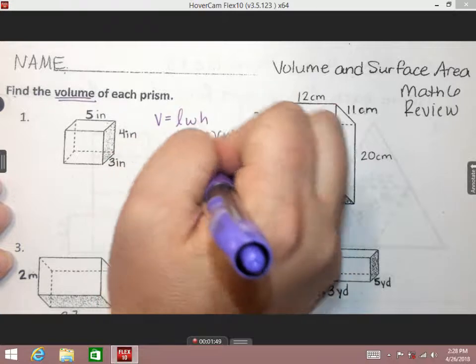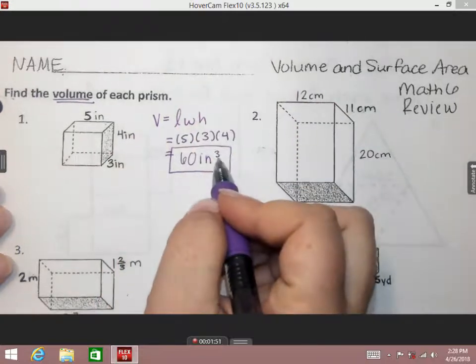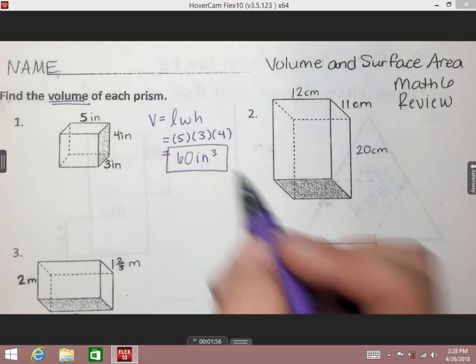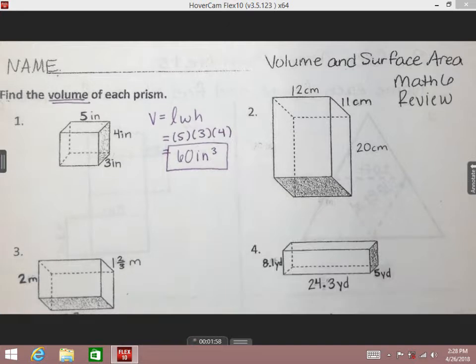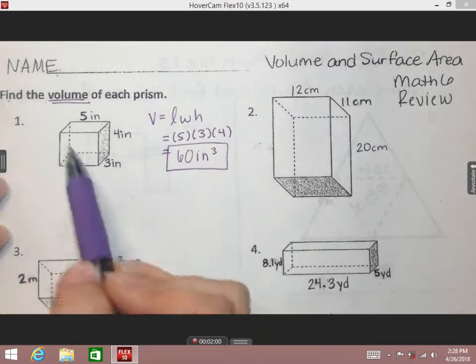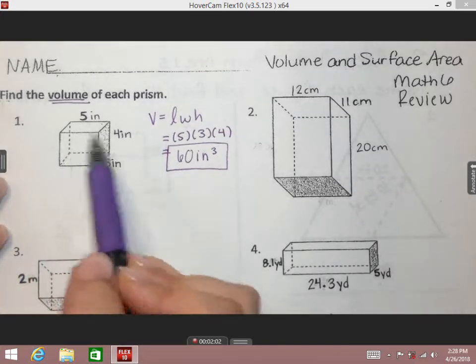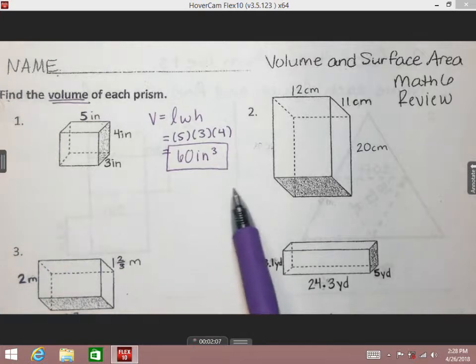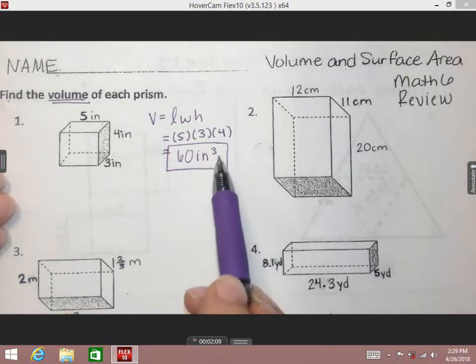Make sure that when you're doing volume, it is to the third. Please make sure, we've been doing surface area. Remember, area is flat, so that is squared because it is 2 dimensions. Volume is the space inside this 3 dimension, so it should be cubed. So please make sure in your answer you have inches to the third.